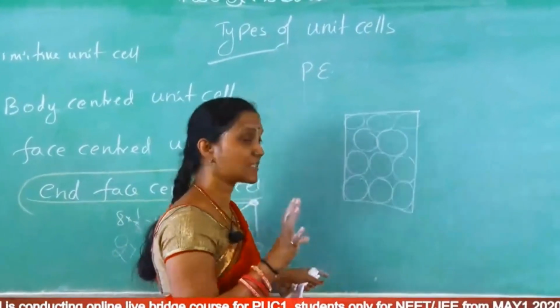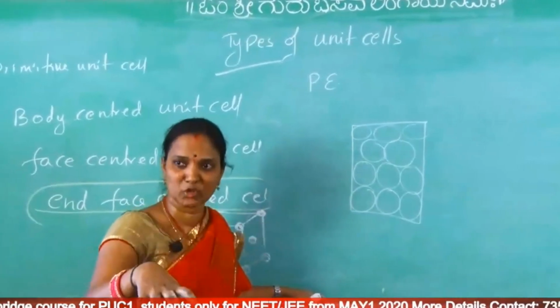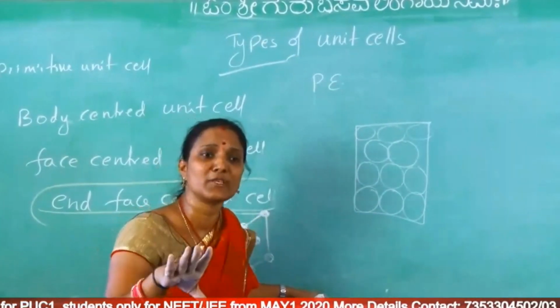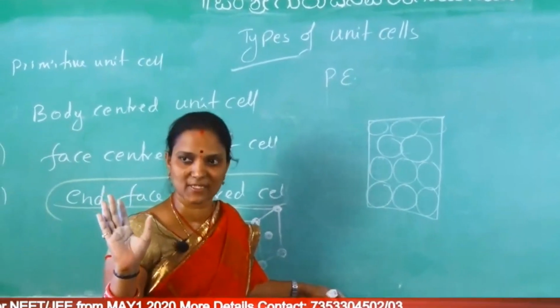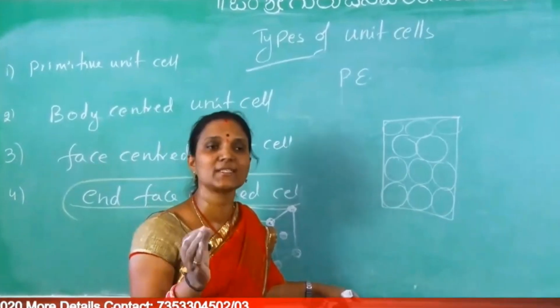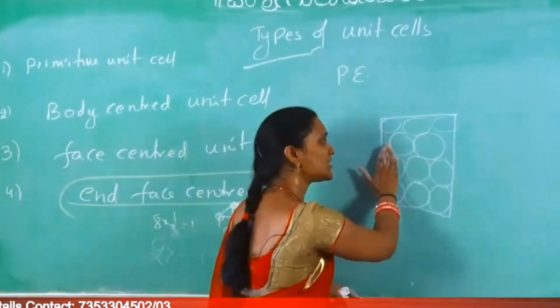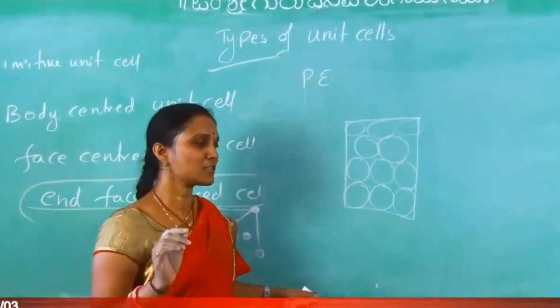Okay. These are spheres, spherical in shape. That's why if these are placed in a cube, the total volume of the cube is not covered by the particles. Definitely empty space is there. That empty space is called void. Void means empty space. So how much empty space is there? How much space is covered? That we should find. So how to find?